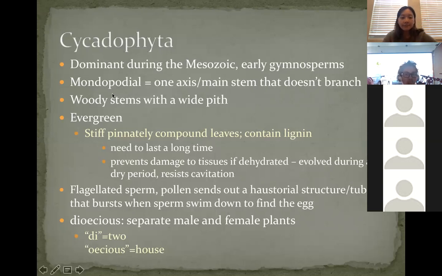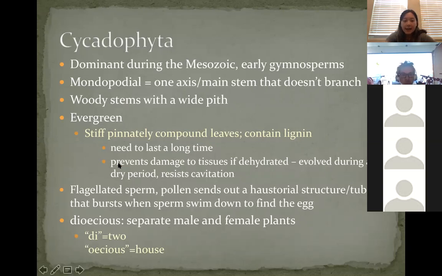They are evergreen, meaning that they'll keep their leaves on for the entire season. So they have really stiff pinnately compound leaves because of that, and their leaves are actually full of lignin. So remember that lignin is that chemical that helps the cell walls stay really rigid and strong. And the reason why they have a lot of lignin is because they are evergreen, so their leaves need to be able to last a long time, and it also helps prevent freeze-induced cavitation as well.